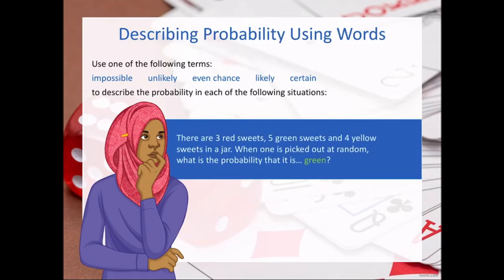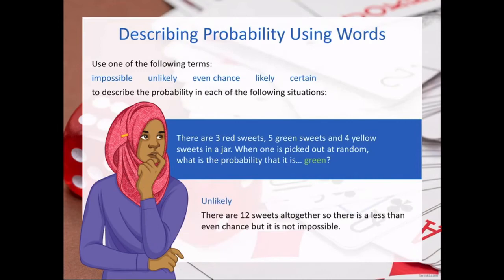We've got 5 green sweets out of how many sweets altogether? 5 plus 4 plus 3. 5, 6, 7, 8, 9, 10, 11, 12 sweets altogether, and 5 of them are green. Is that half? No, it's less than half. So what's it going to be? It's going to be unlikely, but not impossible, because there are 12 sweets altogether, so there is a less than even chance, but it's not impossible.